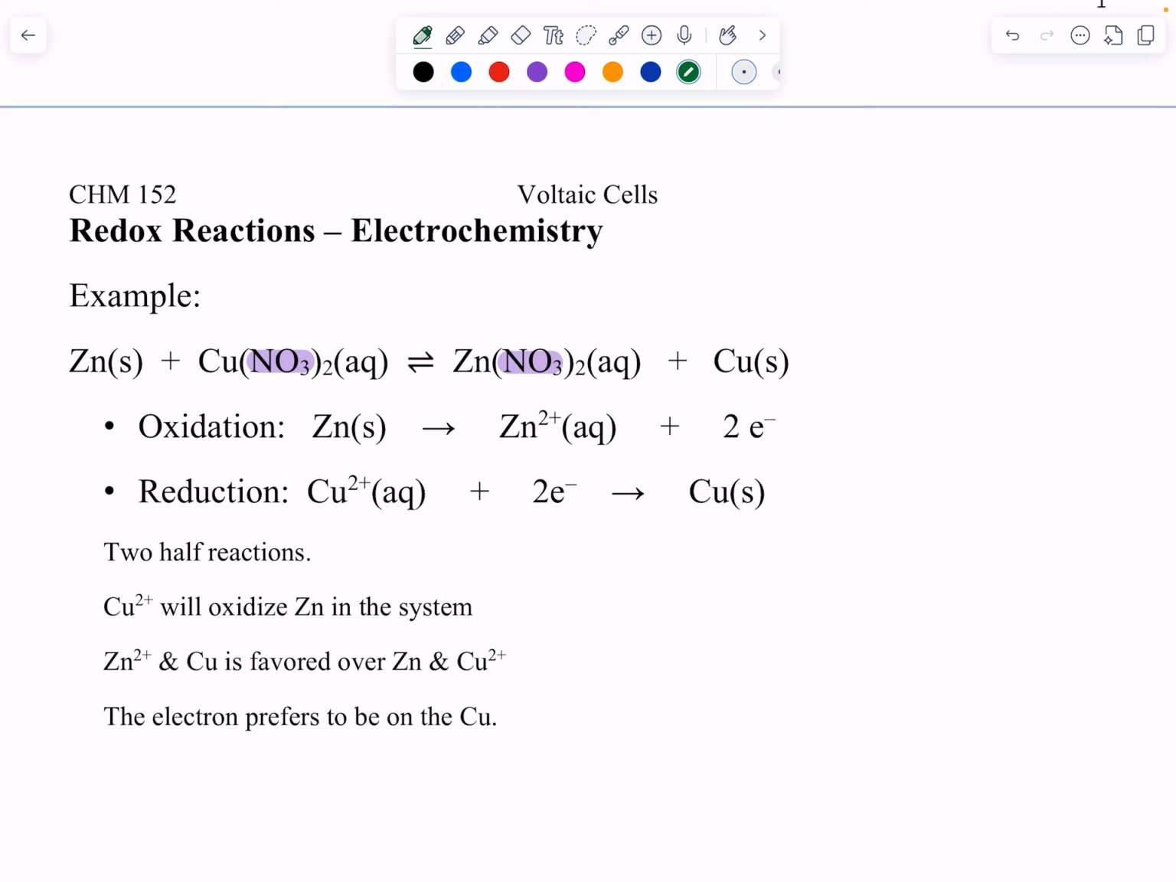So our oxidation states: zinc has 0. Why is zinc 0? Well, if you look at zinc, how many protons does zinc have? Zinc has 30 protons, and over here we have 30 electrons. On the other side, zinc is Zn 2+, still 30 protons, but now it only has 28 electrons.